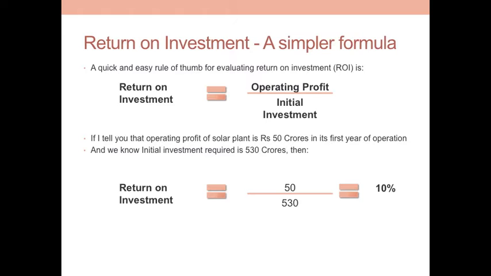A much simpler technique to assess return on investment and decide whether to invest in a project is to use the formula for return on investment shown here, which is simply operating profit divided by initial investment. So if I tell you that the operating profit of my solar plant is 50 crores in the first year of operation, and we know that the initial investment required is 530 crores, then our return on investment is simply 50 divided by 530, or 10%. So we save on all the time spent on the detailed NPV calculations and get a quick estimate right here using this formula.